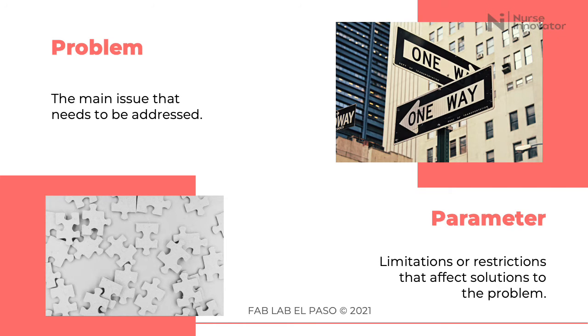A parameter can be a constraint or a boundary that must be followed when approaching solutions to a problem. Another way to think about a parameter is a limiting factor, such as cost and materials, just to name some common parameters. Keep in mind that design thinking will also involve economic analysis in order to come up with a solution that works within given parameters.